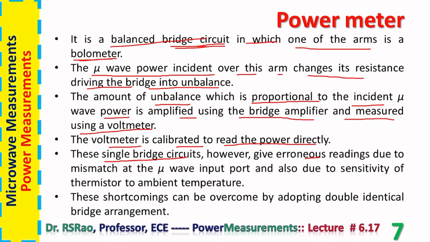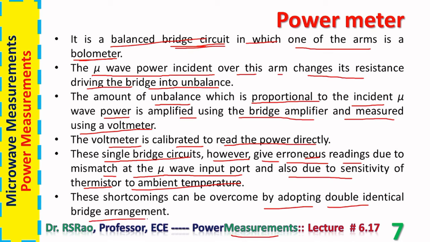These single bridge circuits, however, give erroneous readings due to mismatch at the microwave input port and also due to sensitivity of thermistor to ambient temperature. These shortcomings can, however, be overcome by adopting double identical bridge arrangement.